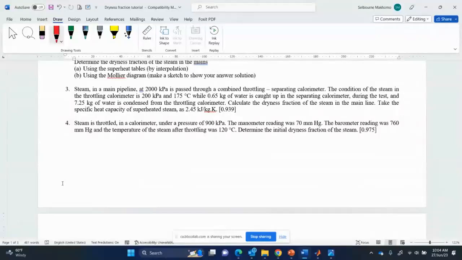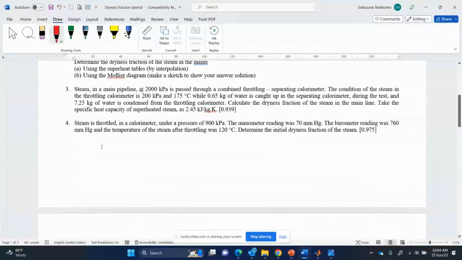So we can see here we are not given information on separating calorimeters. So X1 we won't be able to calculate. What we are going to calculate here is X2. That's what they are looking for because there's no X1. So X2, we know that X2 is equal to HF plus X HFG is equal to H sub. First of all, let's calculate P1 absolute, P2 absolute.